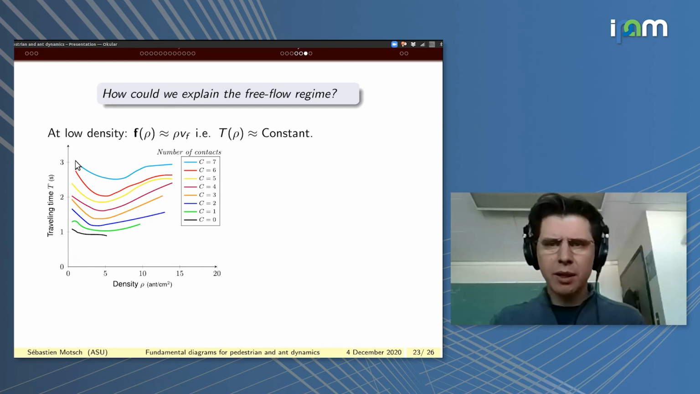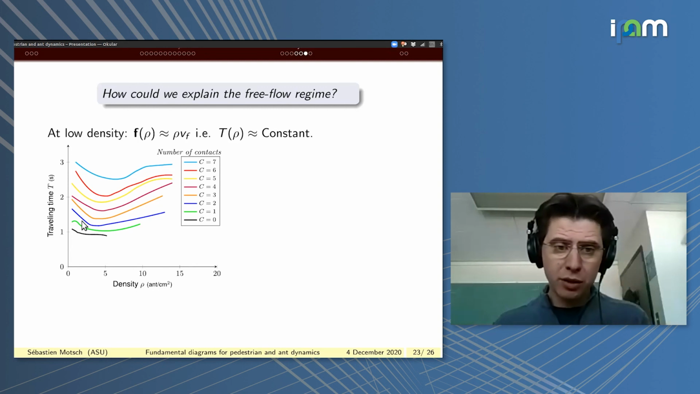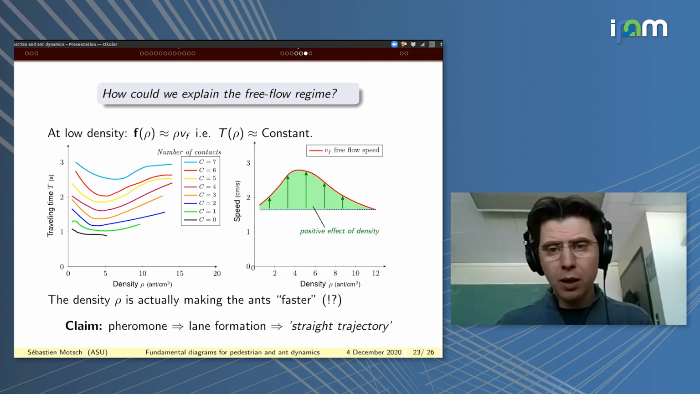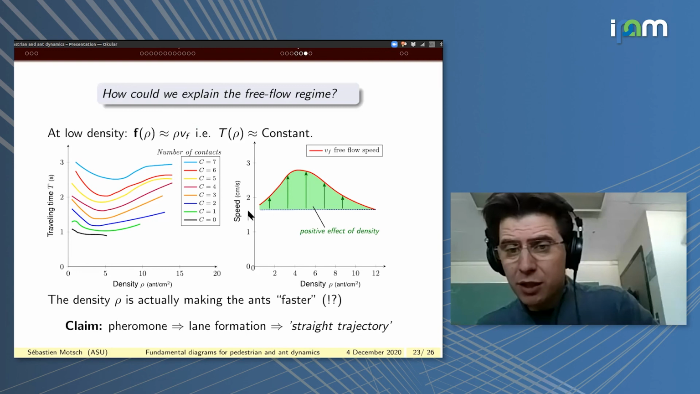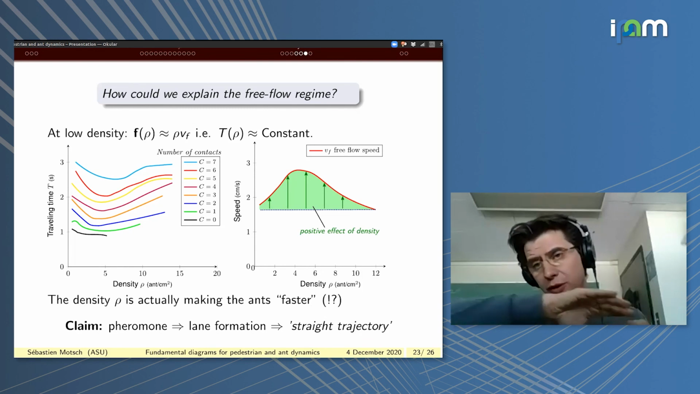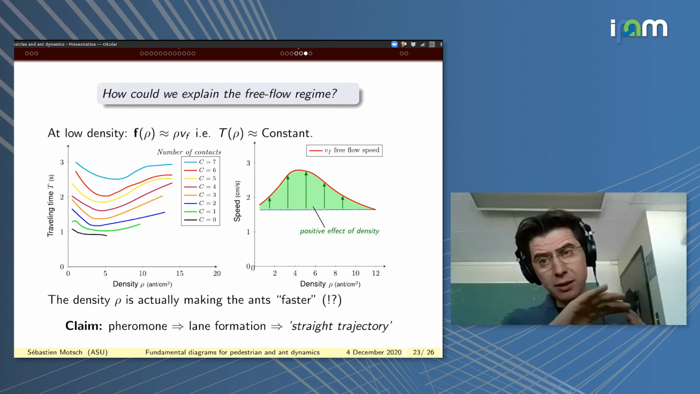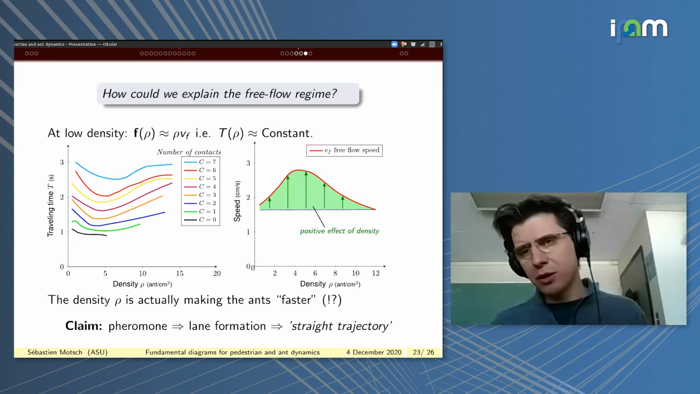What's happening here? If we really focus on this, let me remove the contacts and just look at the traveling time without the contacts. Take the inverse, and we have the speed. The speed is actually increasing as density increases initially. So what we thought was just a simple free flow regime is actually more complex, meaning that we have contacts that reduce your speed, but you also start to speed up. Why? What we claim is because of pheromone.